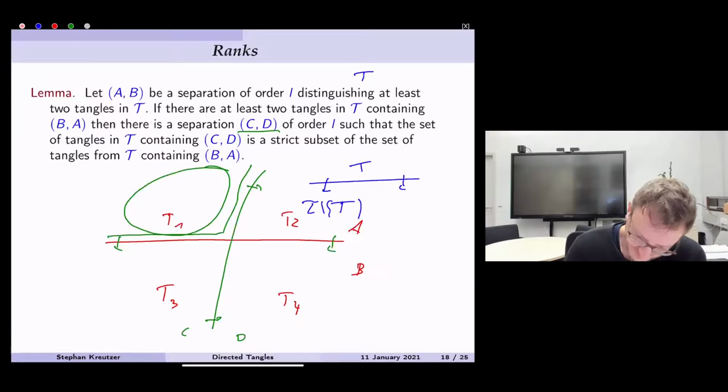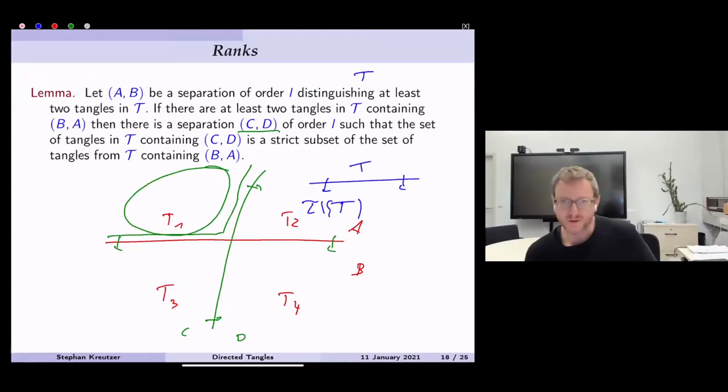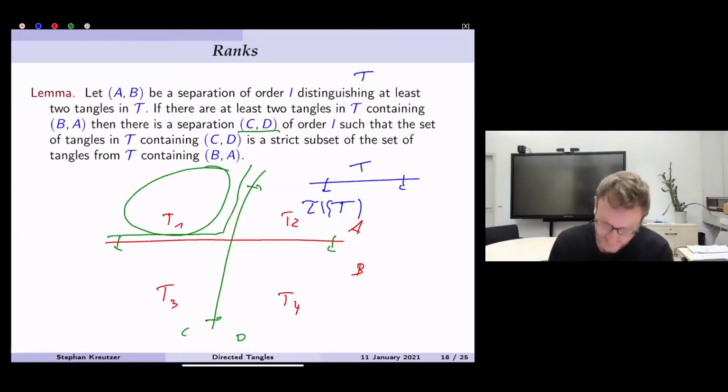So this is exactly what this lemma here is saying. And this may not be true for all tangles. Some of them you can't separate from everyone else, but at least one of them you can separate from all the other tangles in T.